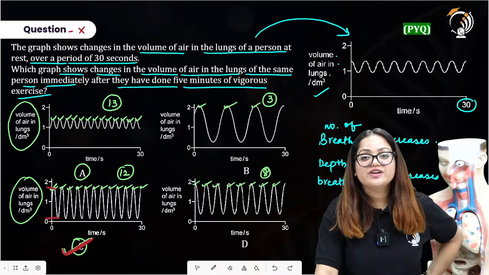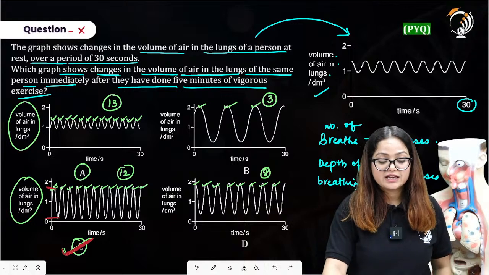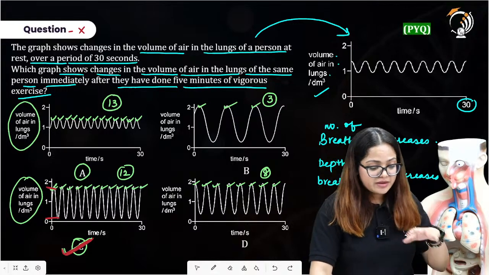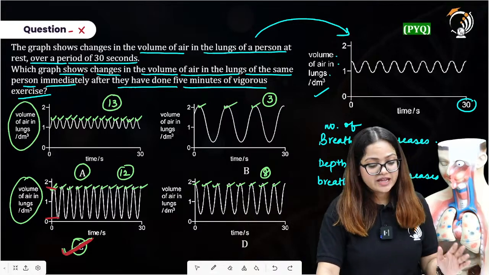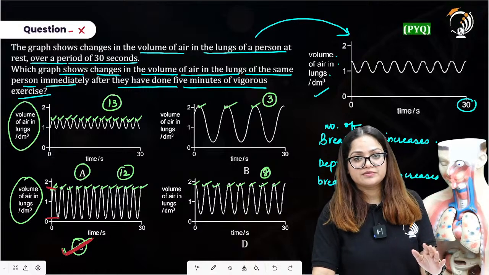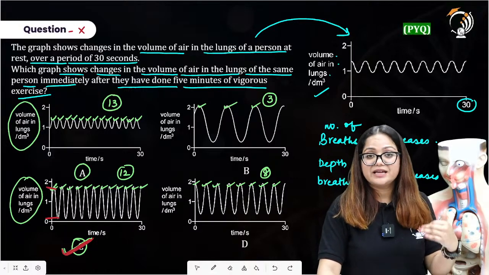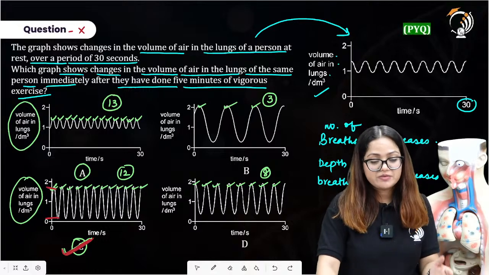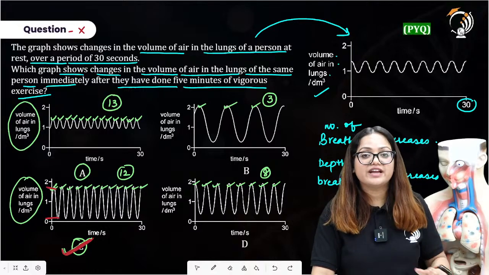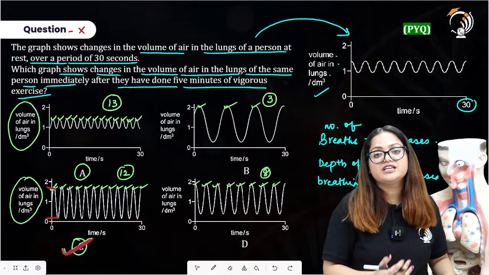But the volume of air has increased in option B, right? The volume of air is remaining the same in option A. That's why we have not marked A as the right answer. The volume of air is increasing, which means the depth of breathing is increasing. That's why we have marked option C as our right answer, in which the depth of breathing is also increasing.